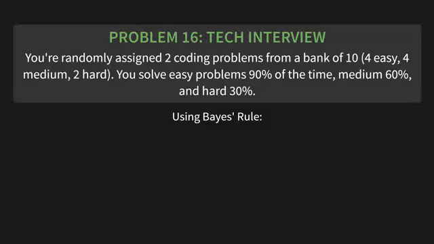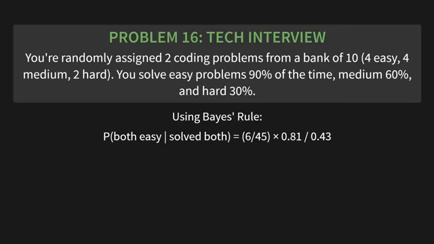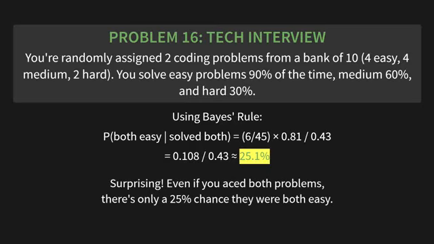Now for the shocking conclusion. Using Bayes' rule, if you solve both problems, the probability they were both easy is only 25%. Wait, what? You crushed the interview, but there's only a 1 in 4 chance both problems were easy? That's right. Your success could mean easy problems, or it could mean you're just that good. The math doesn't lie. Perfect performance doesn't necessarily mean easy questions.